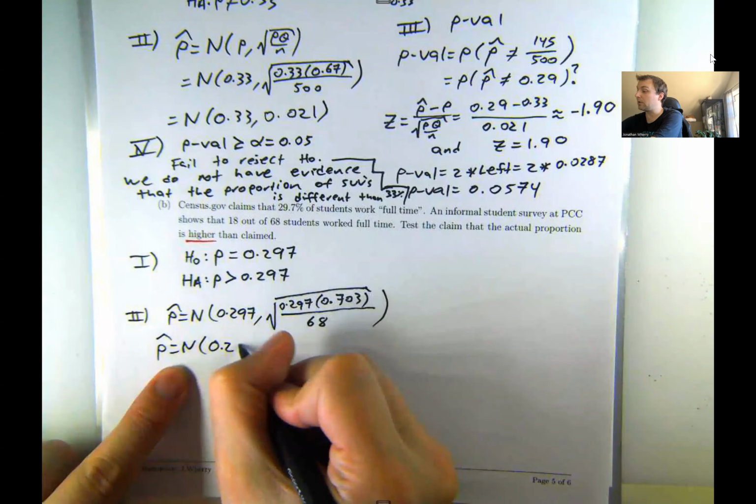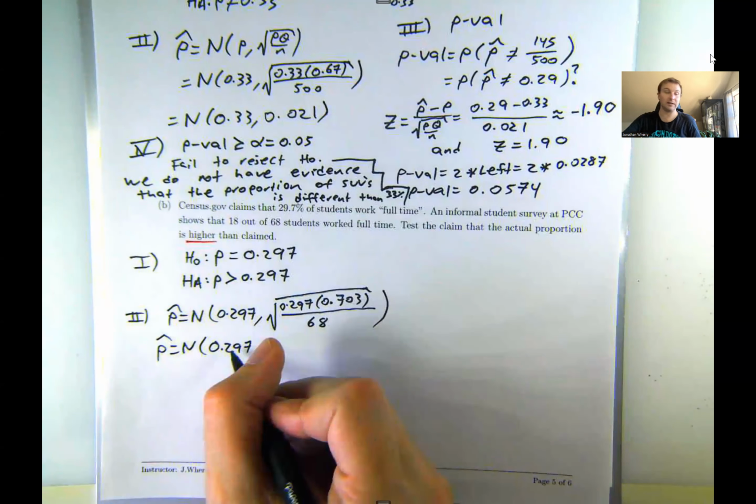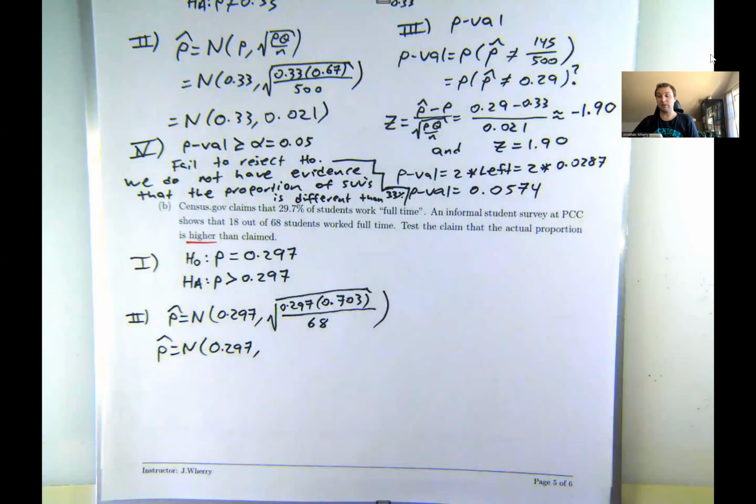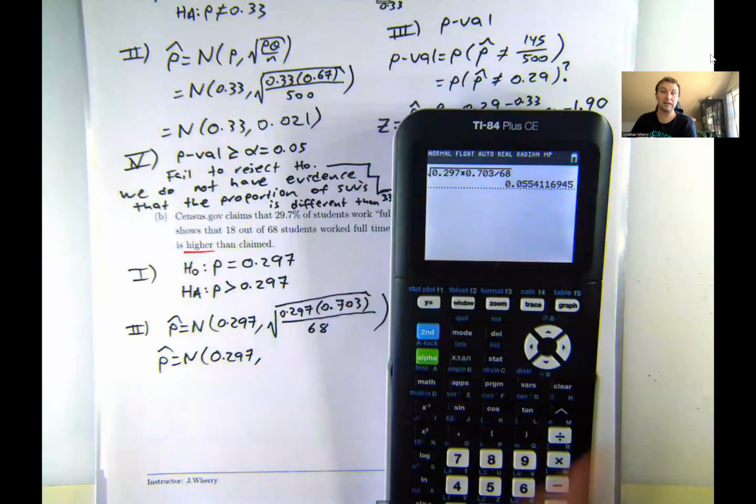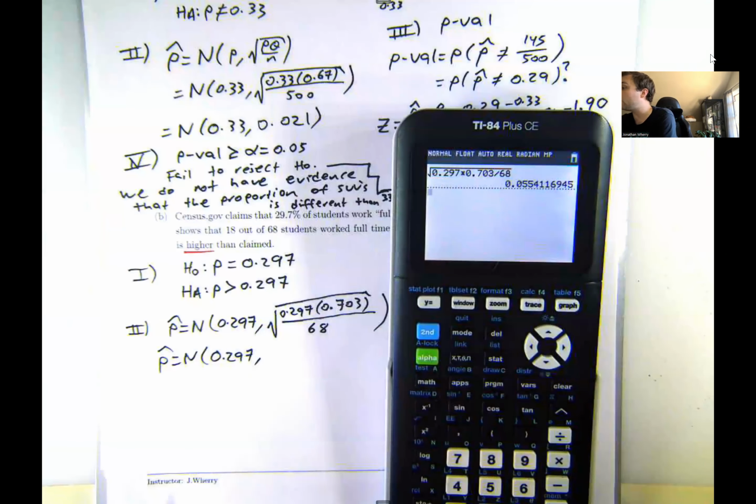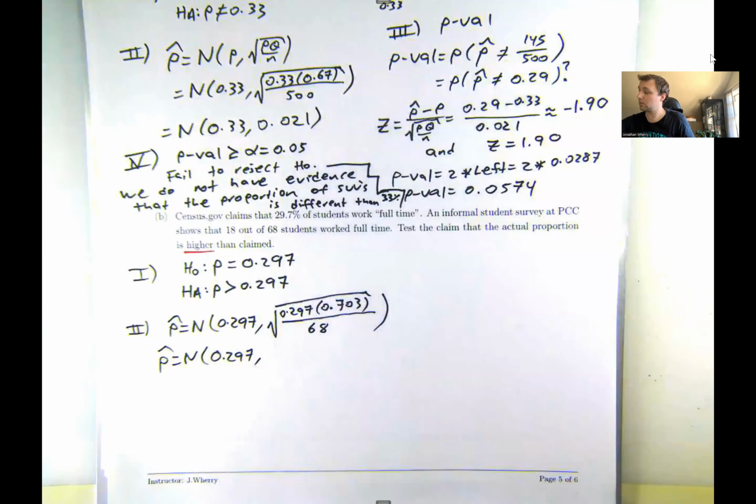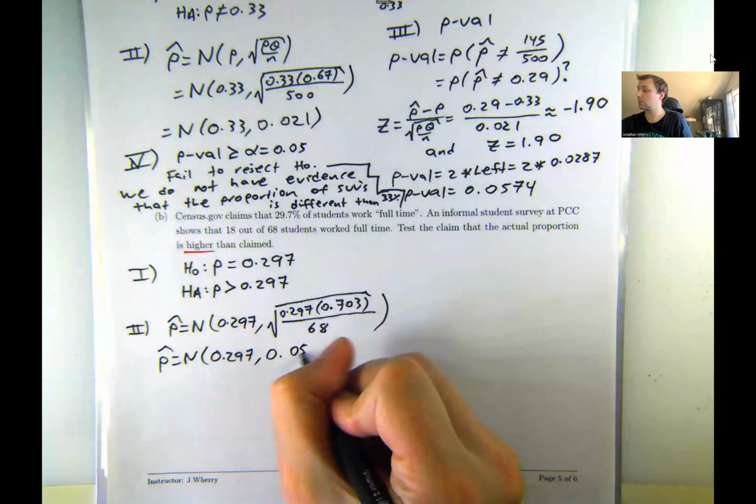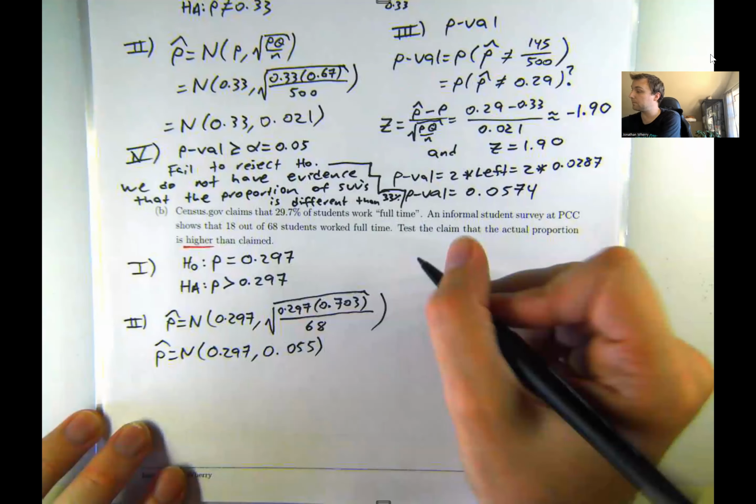I'm using the normal model. I have a center of 0.297. I'm going to type in that standard deviation. And I end up getting a standard deviation of 0.055. So I'm going to move to that third step, that p-value step.